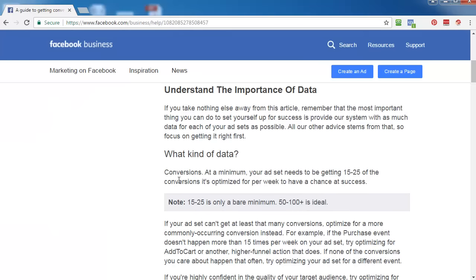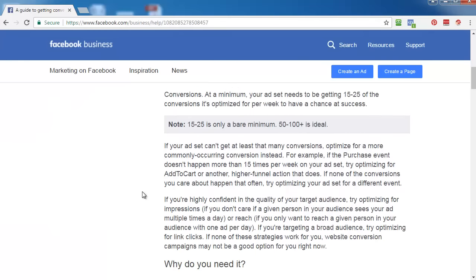So let's keep reading through this because there's one point that we're getting to. They go on to say if your ad set can't get at least that many conversions, optimize for a more commonly occurring conversion instead. For example, if the purchase doesn't happen more than 15 times, which is their bare minimum, try optimizing for add to cart or view content or something higher up the funnel, right?